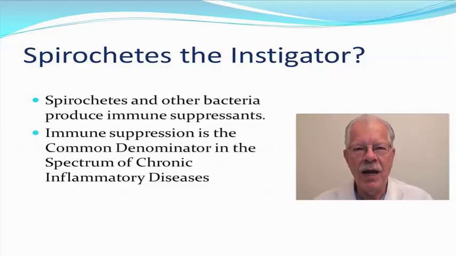If you check for C-reactive protein, that'll be high. If you check for vitamin 25-D, that will be low. So immunosuppression seems to be the common denominator in all the chronic inflammatory diseases.